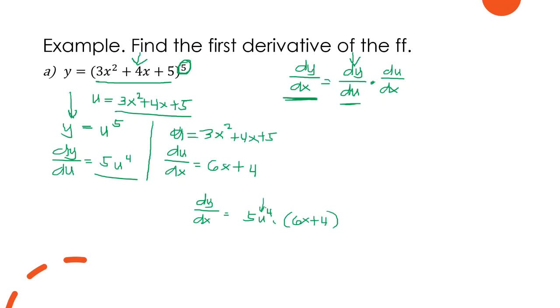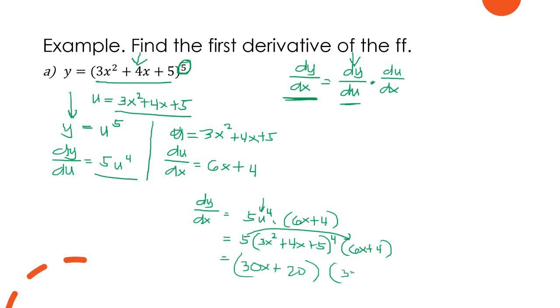Since u has a value, we need to substitute the original value of u, which is 3x squared plus 4x plus 5, raised to the fourth, times 6x plus 4. This can be multiplied by 5: 5 times 6 is 30x, plus 5 times 4 is 20, and then we multiply that with 3x squared plus 4x plus 5 raised to the fourth. Simplifying, since there is a common factor between 30 and 20, we have 10 times the quantity 3x plus 2, multiplied by 3x squared plus 4x plus 5 raised to 4. This is now our final answer.